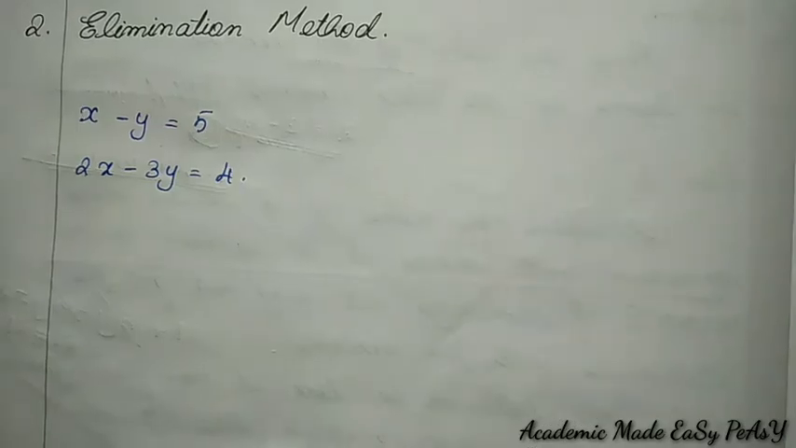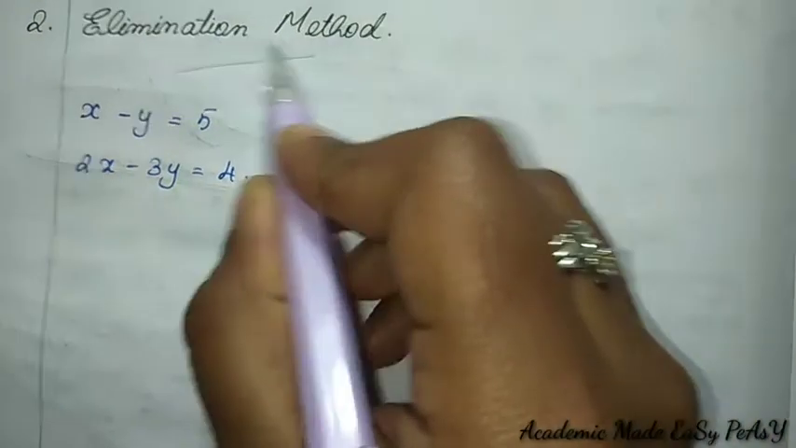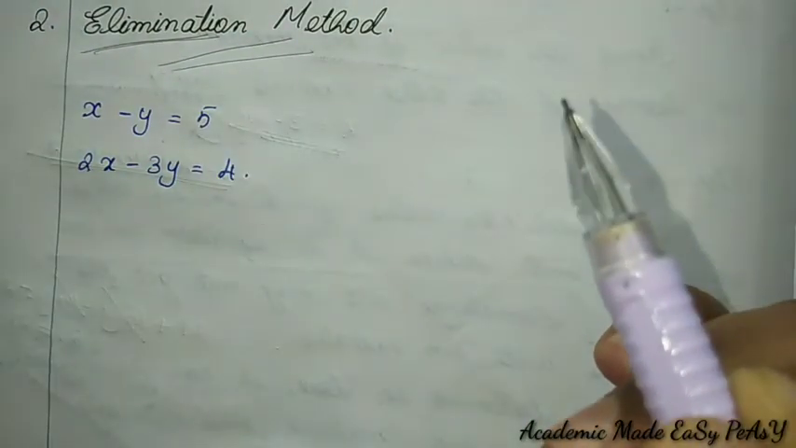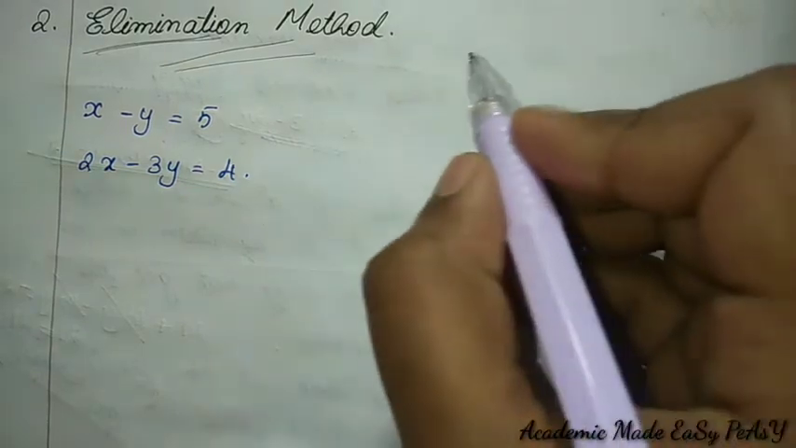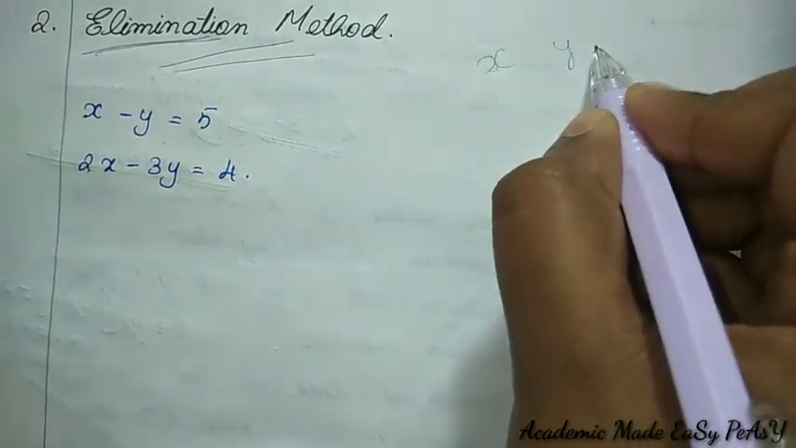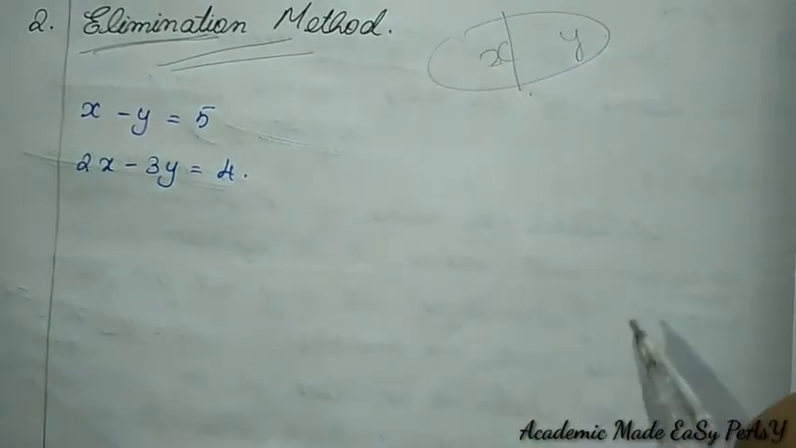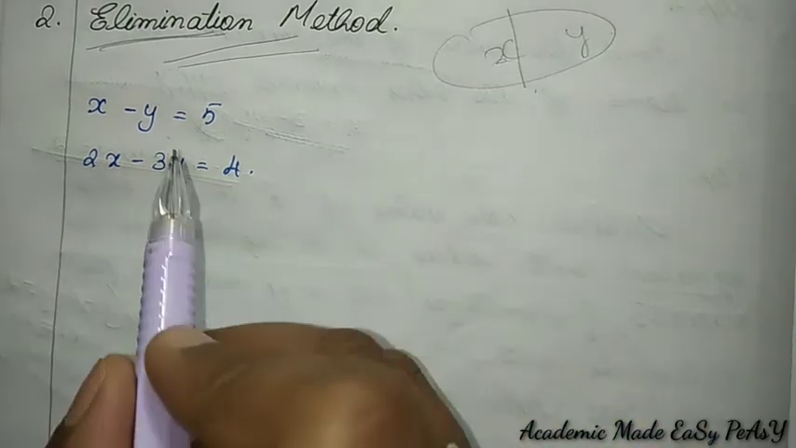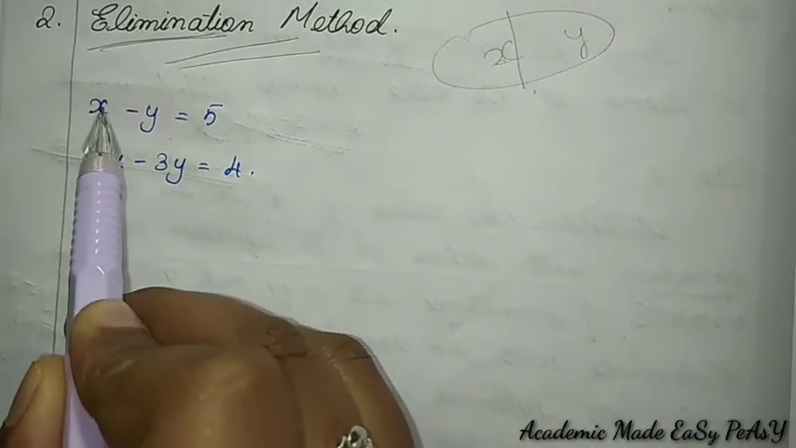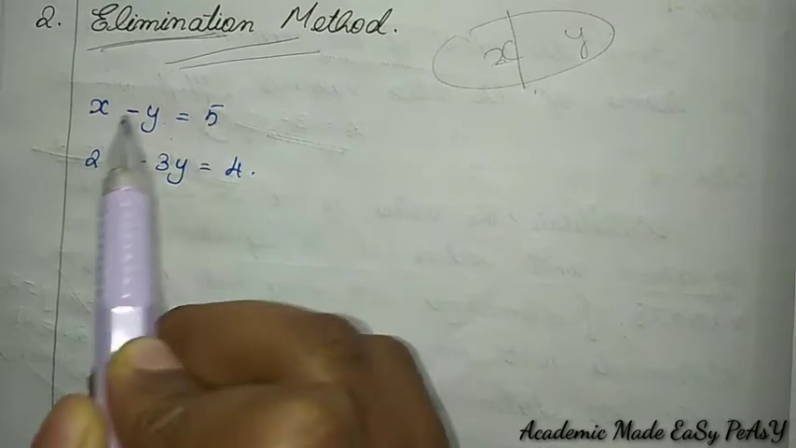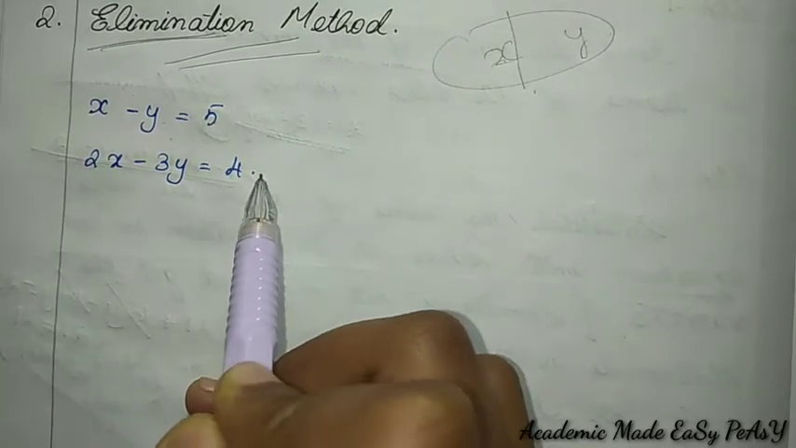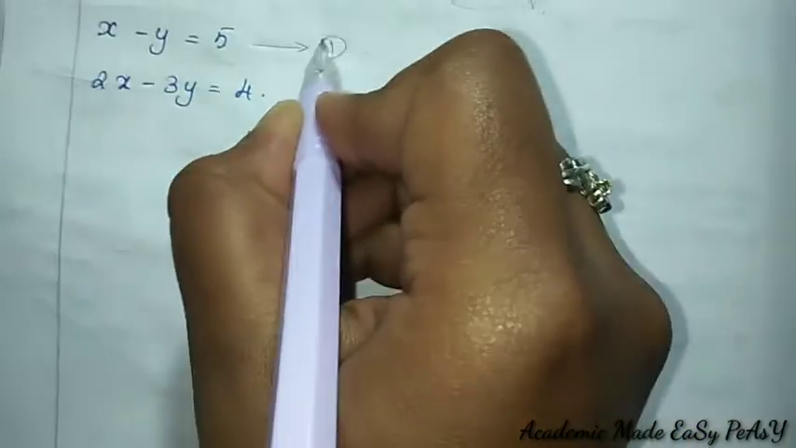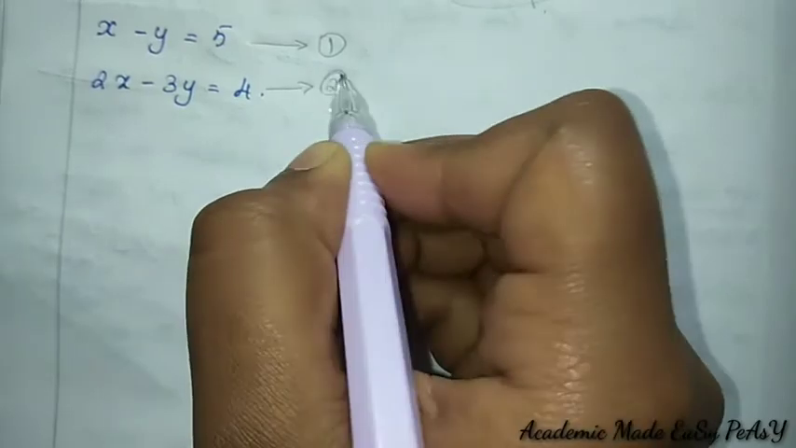The second method in the algebraic method is the elimination method. As the name suggests, we will be eliminating one variable from those two variables, x and y, in order to find the solution. Let me teach you with an example. I have given two equations: x minus y is equal to 5 and 2x minus 3y is equal to 4. Let me call this equation 1 and this equation 2.